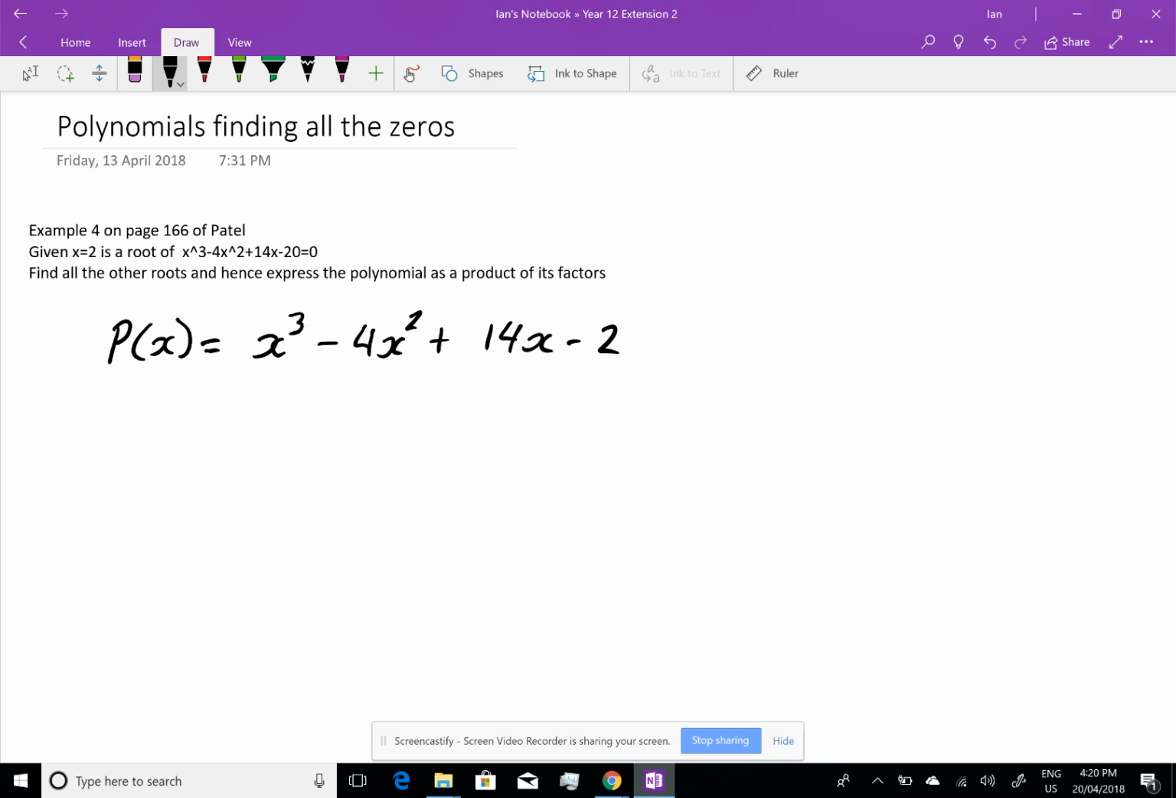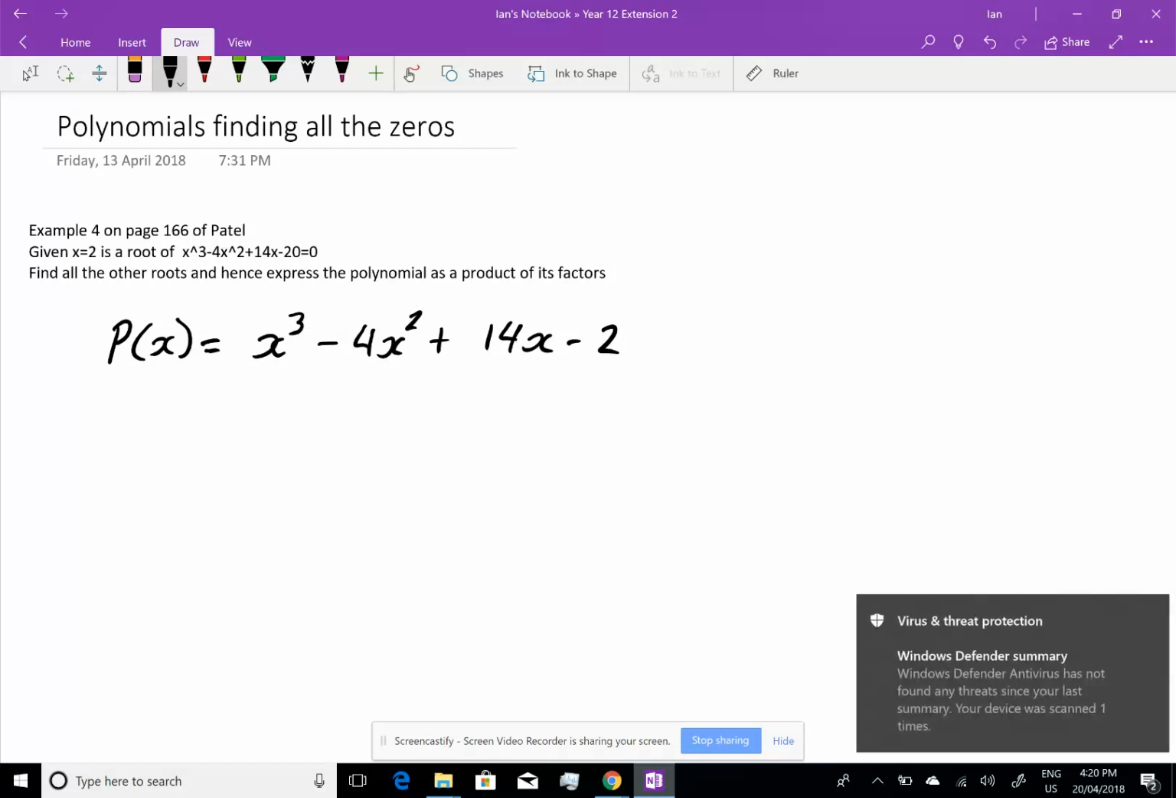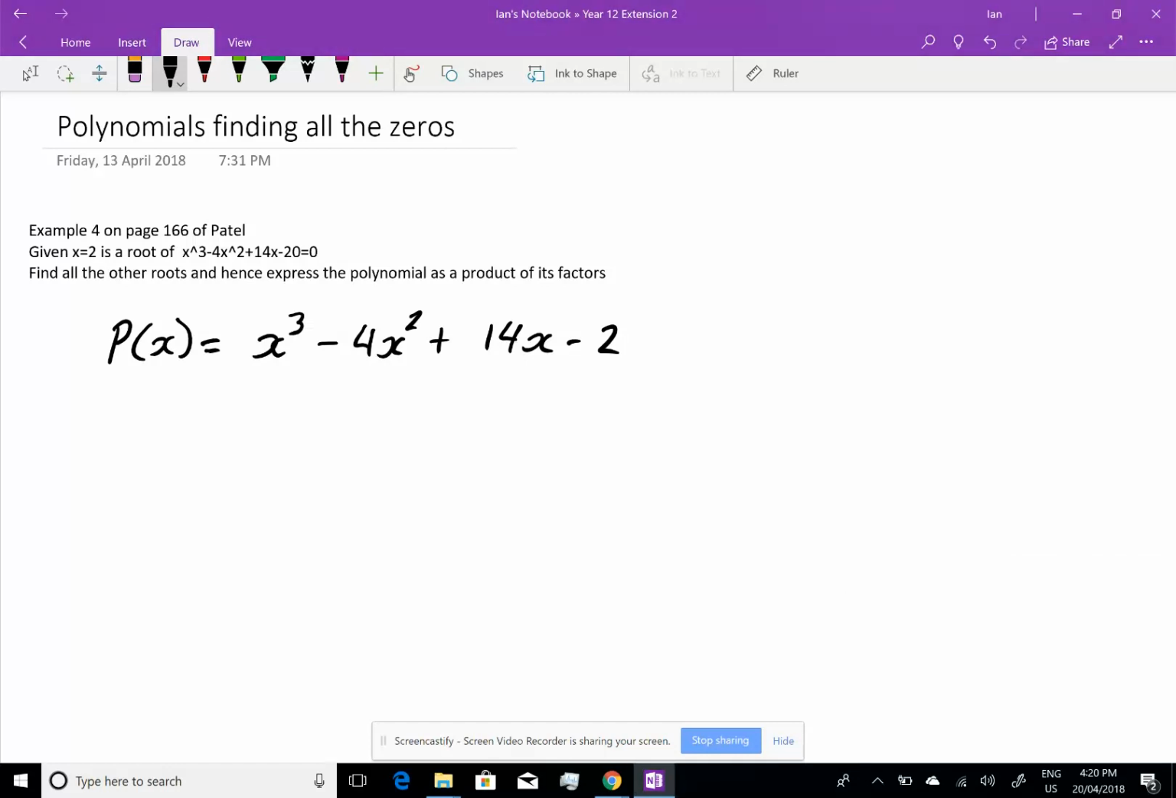Okay, U12. This is the first of two YouTube clips that I'm going to do for polynomials, and this is to help us with exercise 5a, which is finding all the zeros of a polynomial. So what we're going to do is example 4, which is on page 166 of Patel, and don't you hate that?